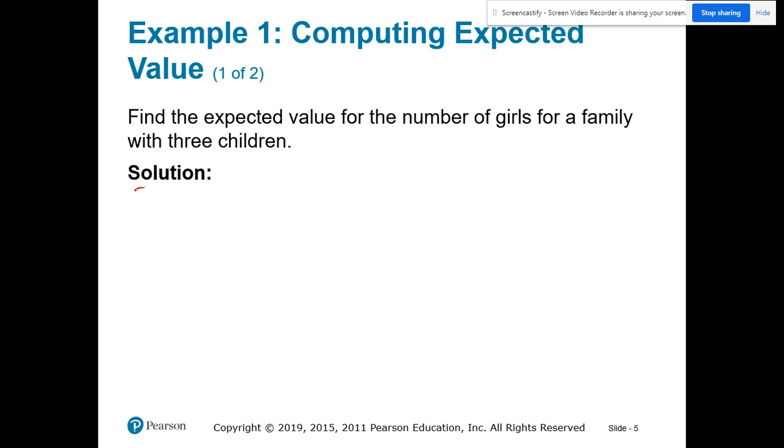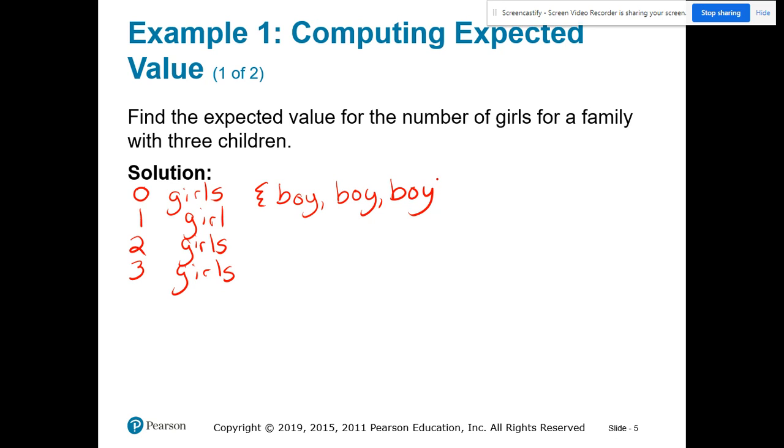We could have zero girls. We could have one girl in a family of three. We could have two, or we could have three girls. All three of them could be girls. Okay. So what would be the outcome if we had zero girls? We would have a boy and then a boy and then a boy. They would all three be boys. And there's only one way to do that. One way.